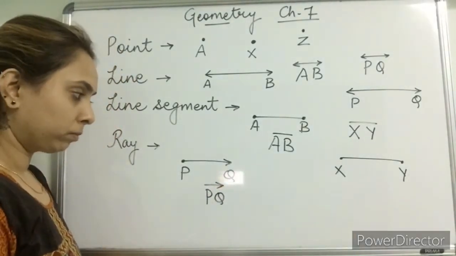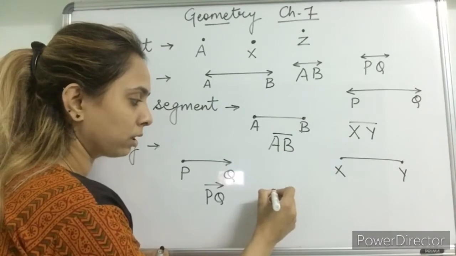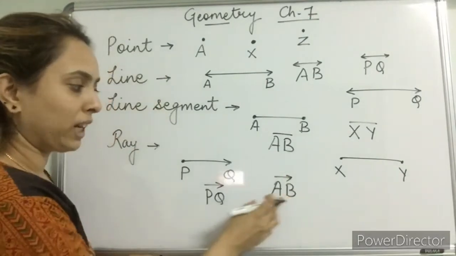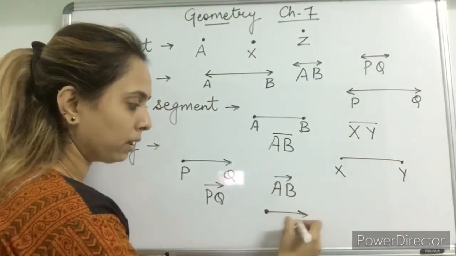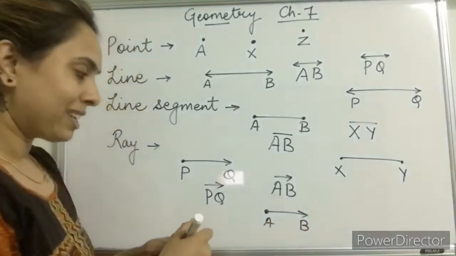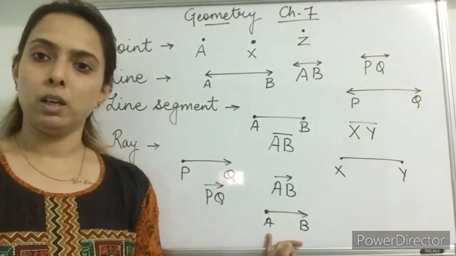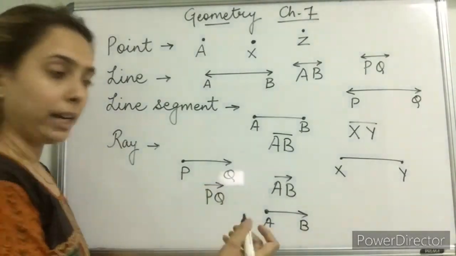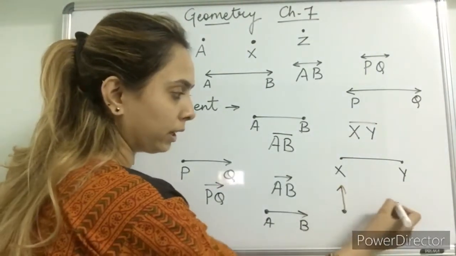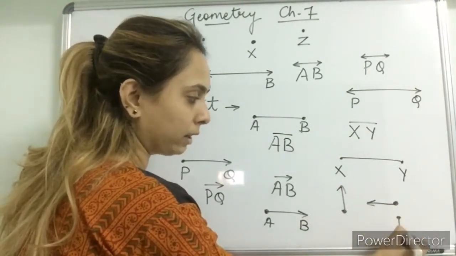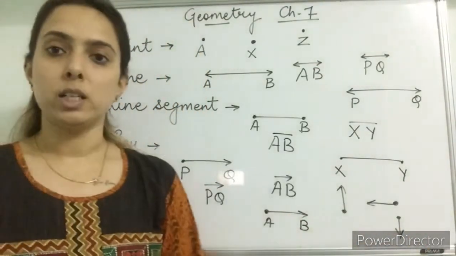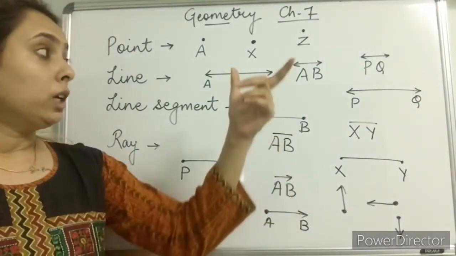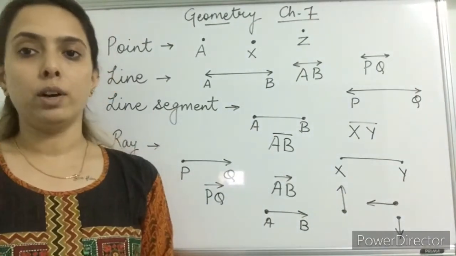One more example is AB. So it means we are talking about a ray, and we will draw this AB like this. First letter will always be a dot, and the second letter will represent that the line is moving towards this direction. Ray can be in any of the directions. It can be like this also, it can be like this also, it can be like this also. So all these are rays. So I have explained to you point, line, line segment and a ray. They have different ways of representation.